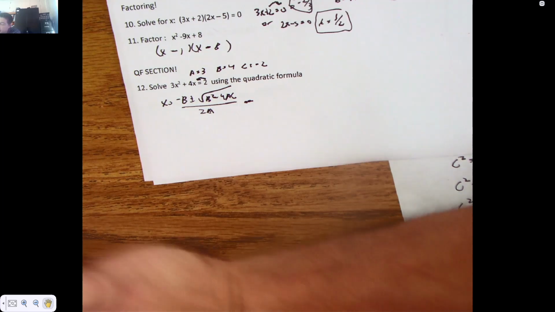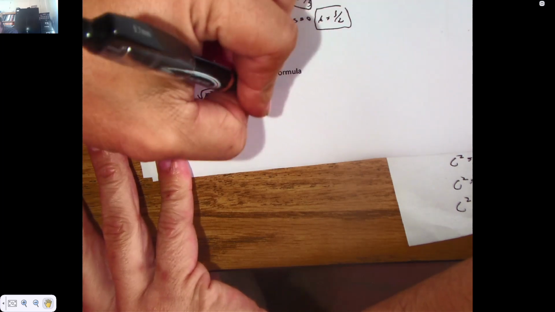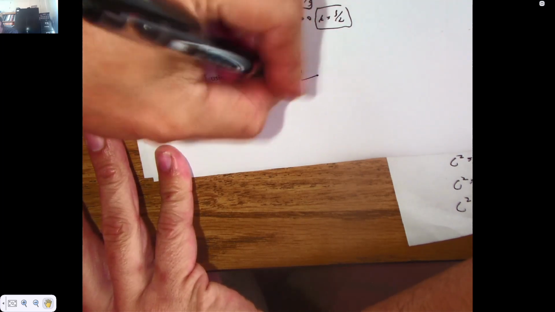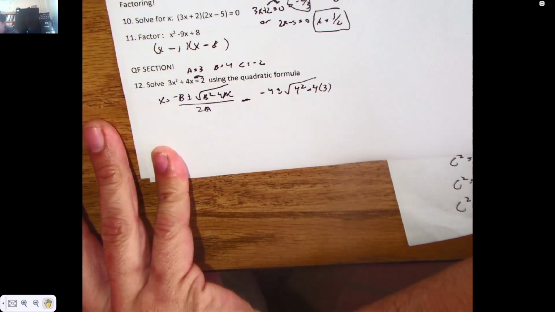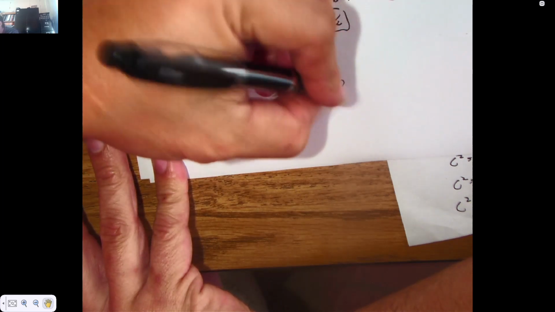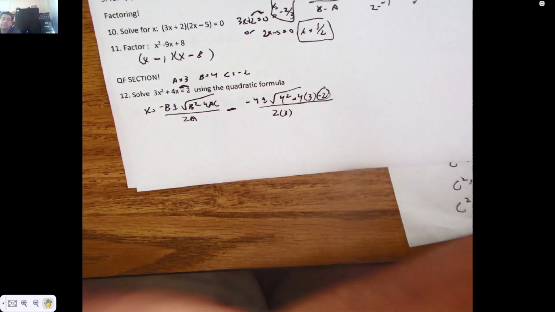You got to move that thing over. You have to be in standard form. Anyways, where was I? Negative 4 plus or minus square root of 4 squared, because it's b squared, minus 4, because there's a 4, times a 3, because a is 3, times a negative 2, all over twice a 3. Be careful about that. That's where kids are going to screw up.